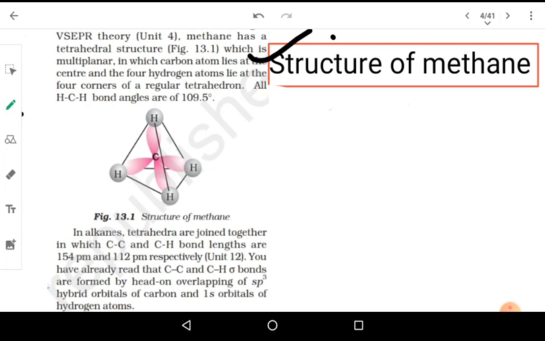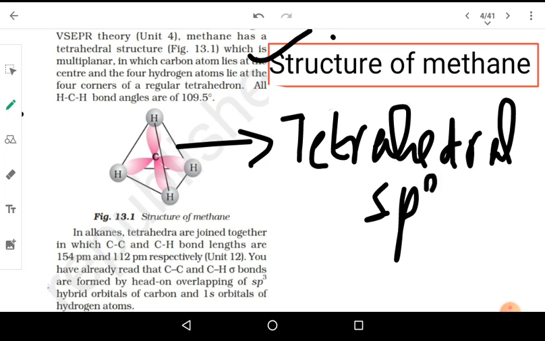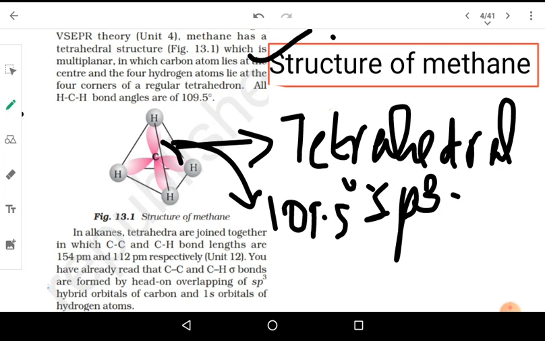Now, if I check the structure of methane, I can understand that it is tetrahedral in structure and it has a hybridization of sp3. So if it is sp3, we can say that the bond angle between carbon and hydrogen is 109.5 degrees. Now what is the value of the carbon-carbon bond length? If I take higher alkanes, the carbon-carbon bond length comes out to be 154 picometer, and the carbon-hydrogen bond length is 112 picometer. So that's all about the structure of methane.